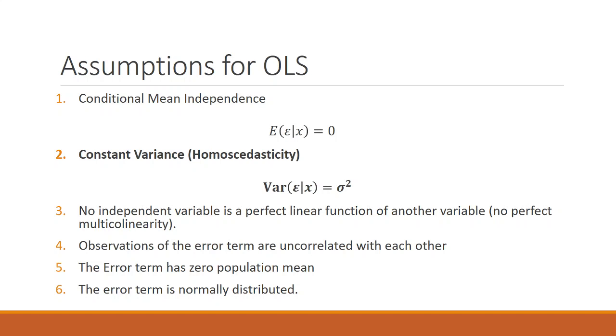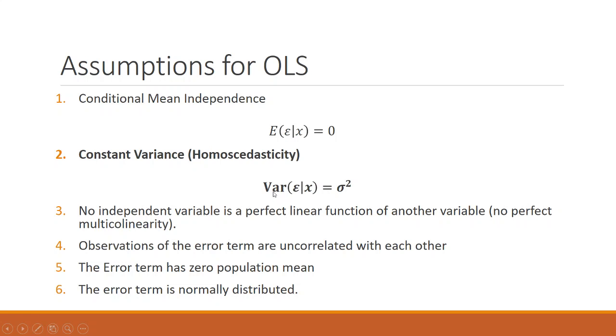It's the best linear unbiased estimator. So what are the assumptions? Conditional mean independence, constant variance, no perfect multicollinearity, observations of the error term are uncorrelated with each other, the error term has a zero population mean, and the error term is normally distributed. Today we're going to focus on the constant variance assumption. This is the homoscedasticity assumption.